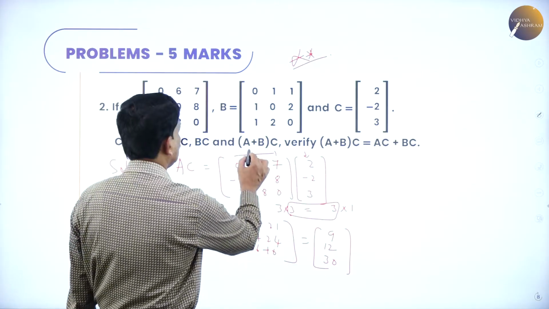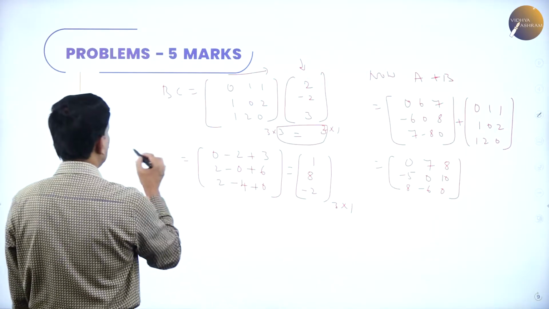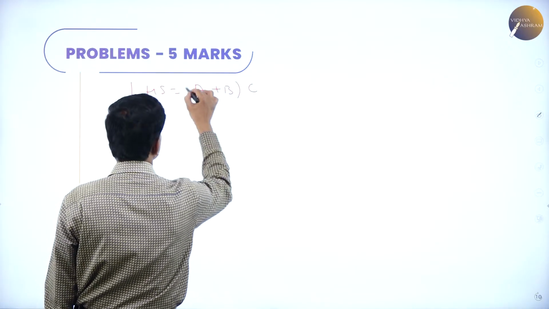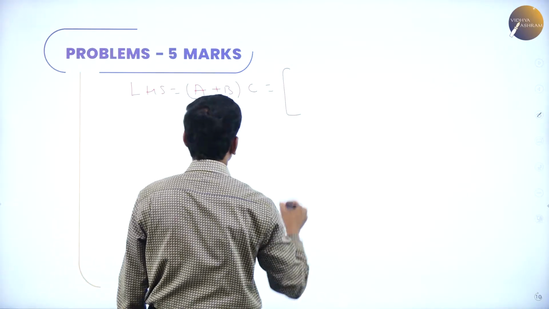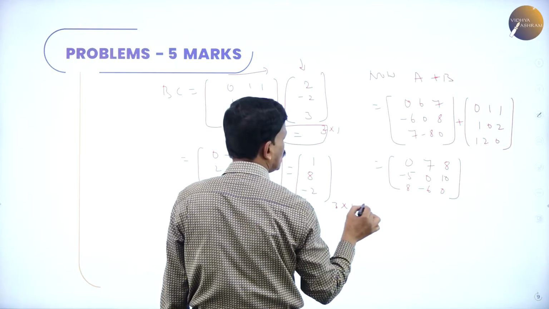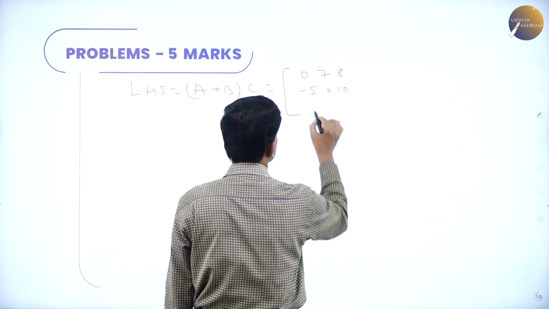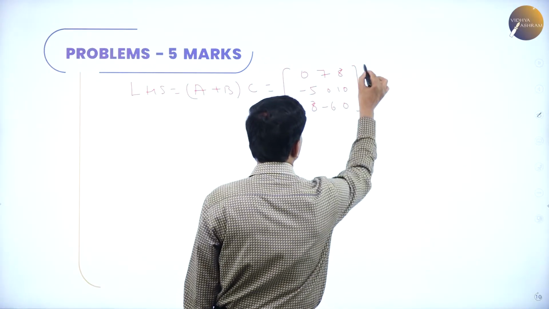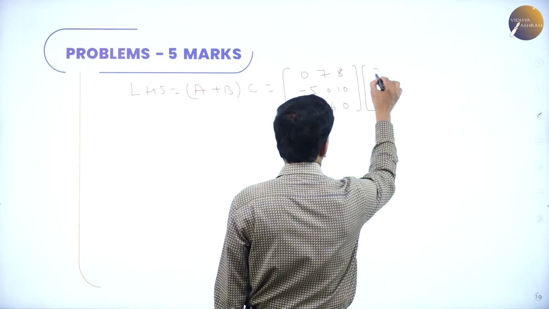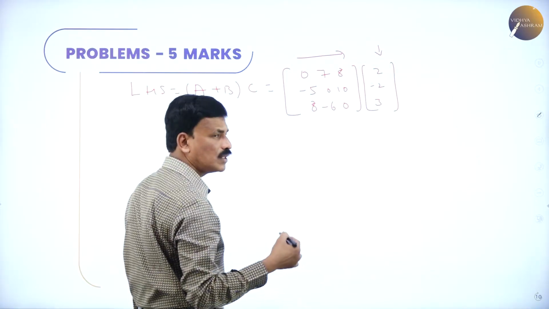Now verify A plus B into C, that is LHS you will get. Now let us come to the LHS. LHS is A plus B into C. What is A plus B? So A plus B is 0 7 8, again minus 5 0 10, then 8 minus 6 0, into C. What is C? C is equal to 2 minus 2 3, 3 rows 1 column. Simplify, 3 rows 3 columns into 3 rows 1 column, you will get 3 into 1.